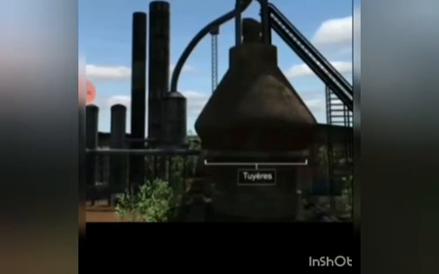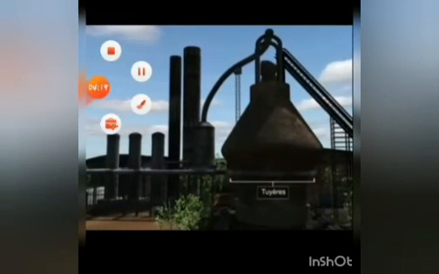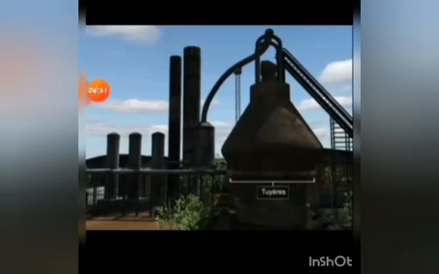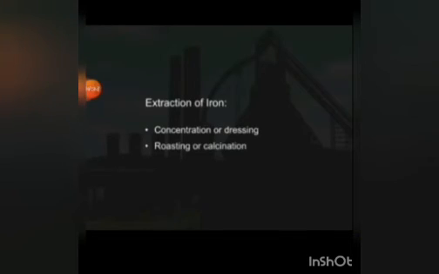At the bottom of the furnace are 2 nozzles called tuyeres through which hot air is blown into the furnace. This process is known as blasting, and that is the reason the furnace is known as a blast furnace. Now, before the ore goes into the furnace, it has to go through concentration or pressing, roasting or calcination.